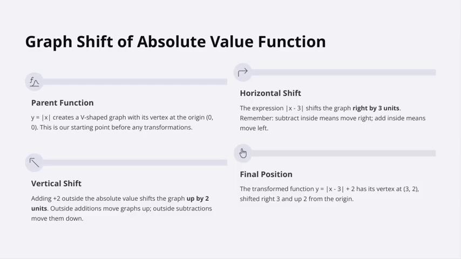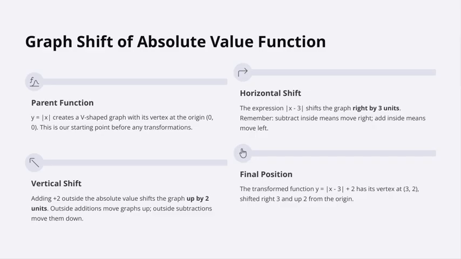Let's take a closer look at the shift of the absolute value function. The parent function y = |x| creates a characteristic V-shaped graph with its vertex at the origin, which is the point (0, 0). This is our starting point before we apply any transformations.